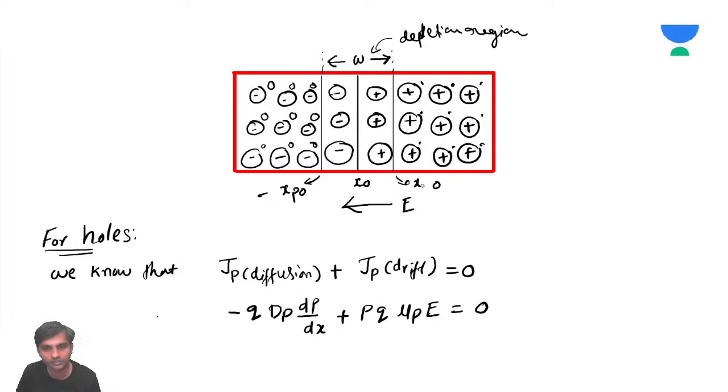This is minus xp naught. This is xn naught. So you are trying to move from here to here. At this point, what will exist, sir?